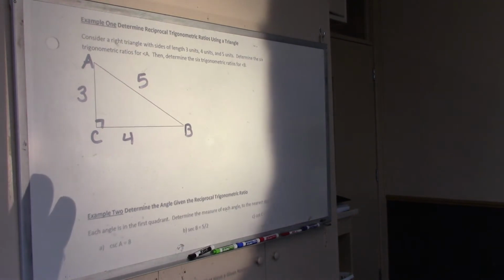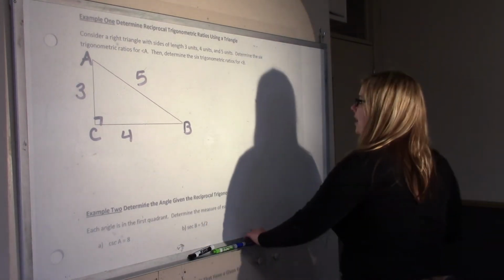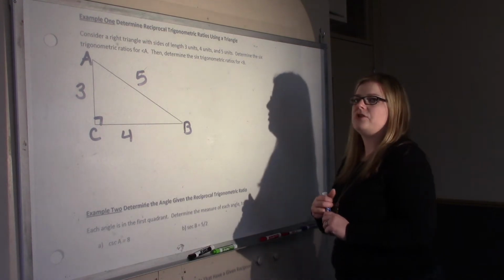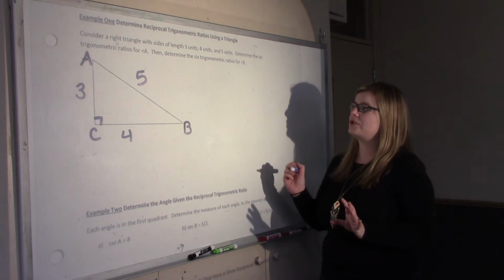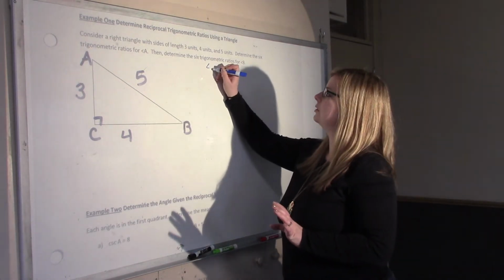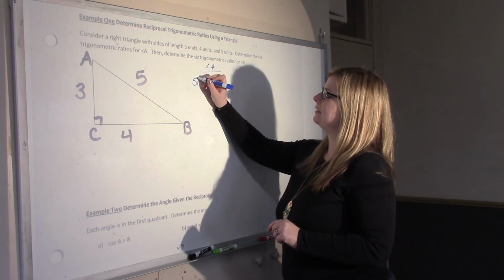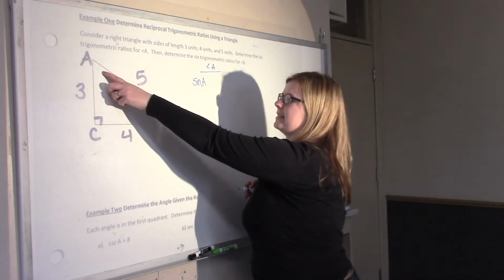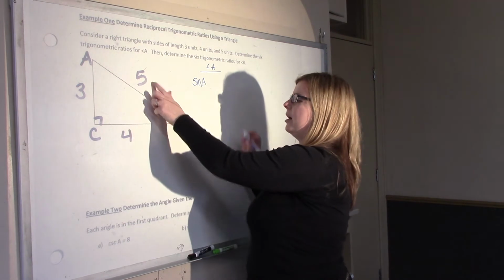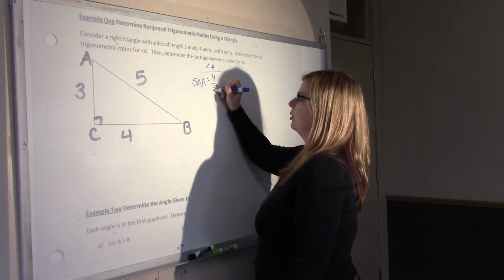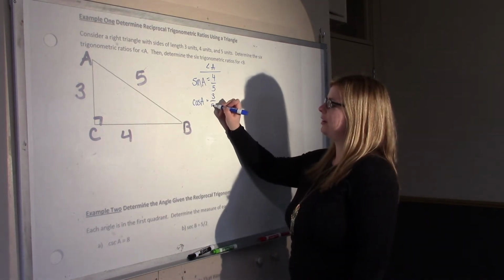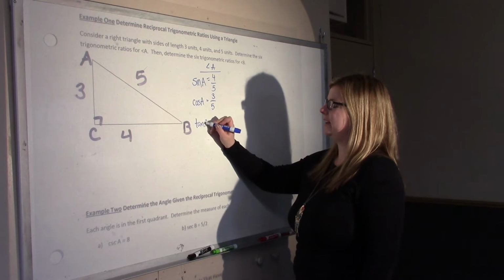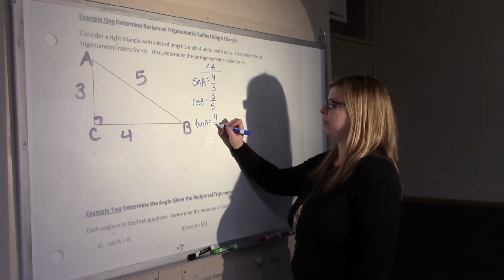So now we just have 2 examples using this, okay? So consider a right triangle. You can label your right triangle as I did. Okay? So first we want to find the 6 trig ratios for angle A. Okay, so sine A, we're referring to this angle here. Opposite over hypotenuse is 4 over 5. Cos of A, adjacent over hypotenuse, so 3 over 5. And tan A, opposite over adjacent, 4 over 3.